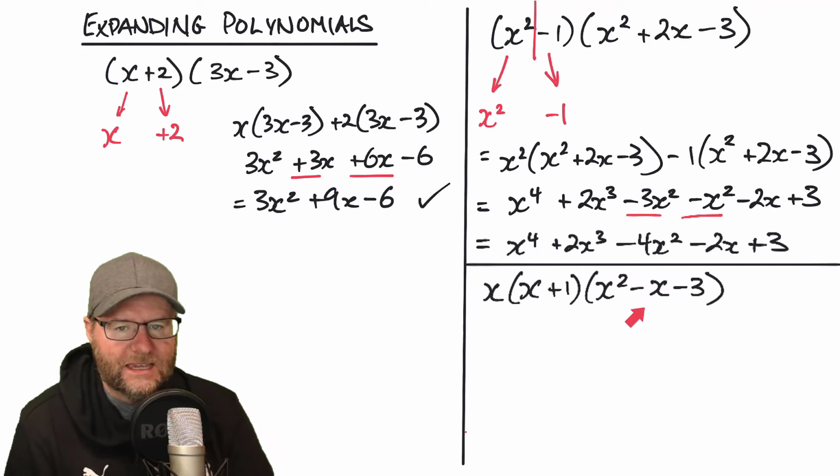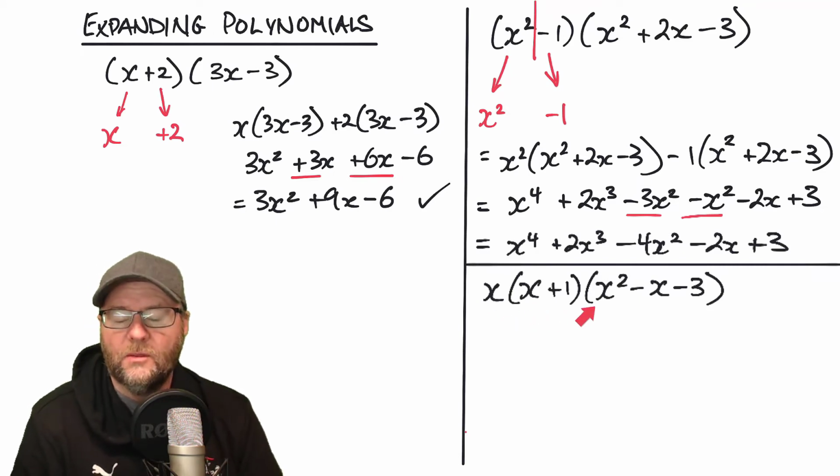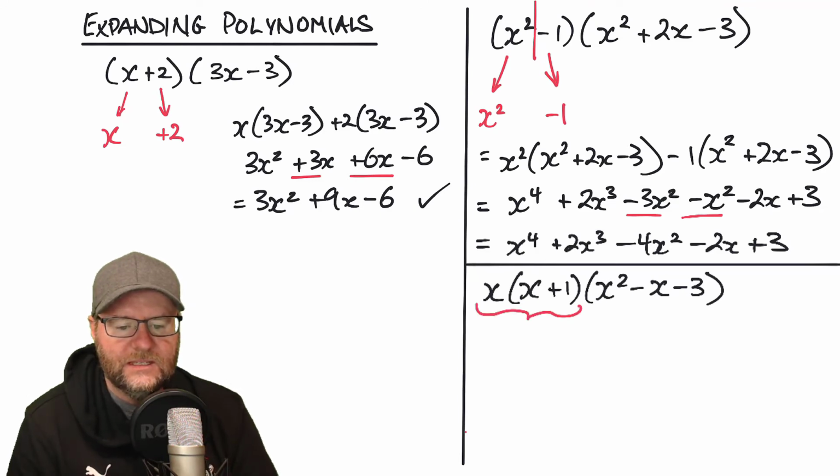So how do we go about attacking these? We do them in two separate parts. I'm going to multiply the first two polynomials together first, and when I'm completed, that will give me a polynomial that I then multiply the second one by. So the first one's nice and easy. X times x plus 1 gives me x squared plus x.